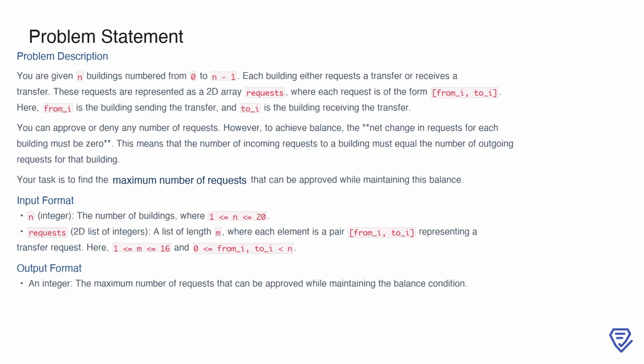Now, our goal is to determine the maximum number of requests we can approve while maintaining balance. Balance means that for every building, the total number of incoming requests must equal the total number of outgoing requests. To summarize, we need to select the largest possible subset of requests that satisfies this condition. The problem also specifies the constraints. The number of buildings n can range from 1 to 20, and the number of requests m can go up to 16, making it computationally feasible to explore possible combinations.